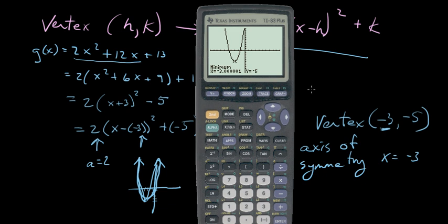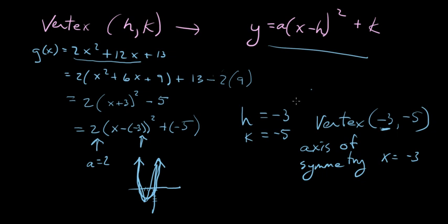And so, sure enough, I've got a good solution here. And just remember that the transformations here, we've got a vertical stretch by a factor of 2. We've got a horizontal transformation, 3 units to the left. It's -3, so it's 3 units to the left. And -5 is my k, or my vertical transformation. So I'm going down 5 units. That's how I end up with a vertex here.